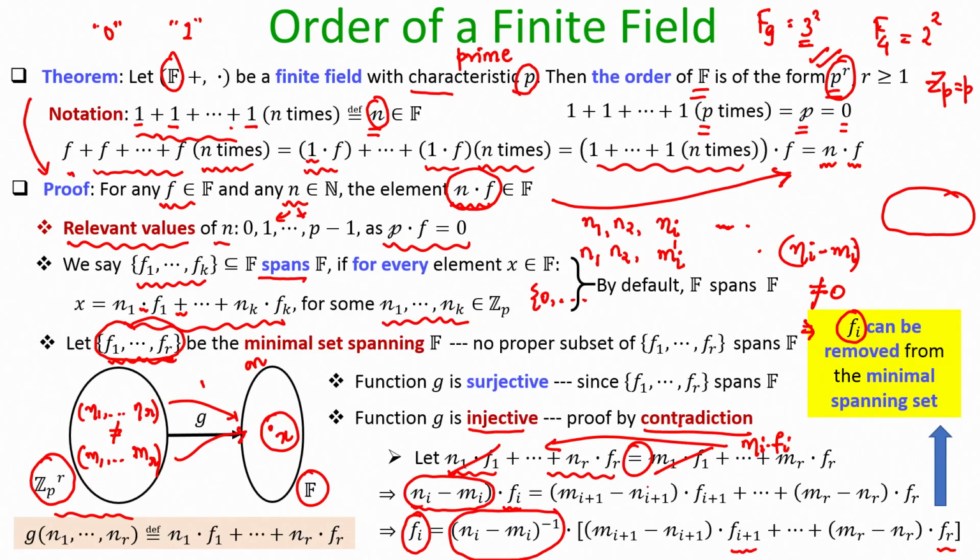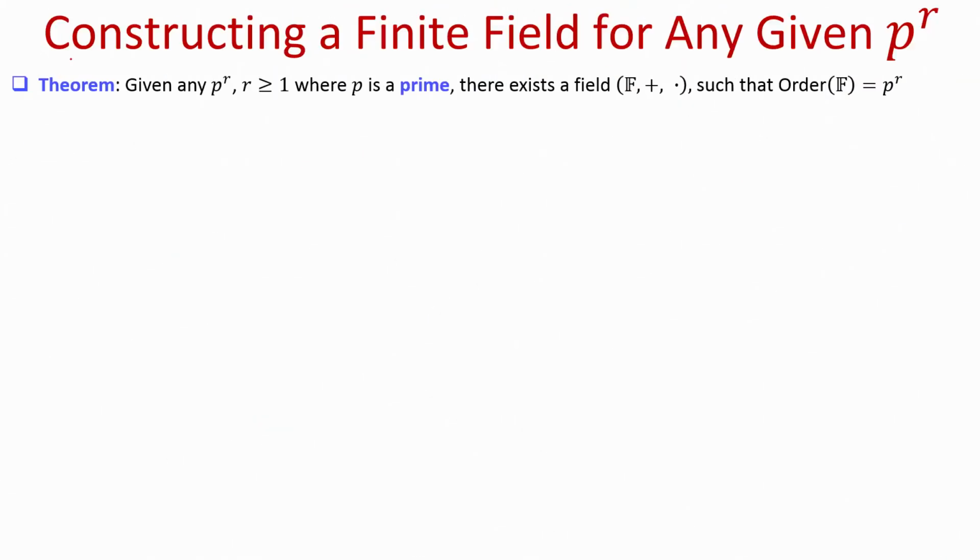And why did I come to this contradiction? Because I assumed that my function g is not an injective mapping. So, whatever I assumed about g is incorrect, and that shows that indeed my mapping g is an injective mapping, and that shows that my function g is a bijection. That means the cardinality of ZPR and the finite field are the same, and that proves this theorem. So, we have proved that you give me any finite field with characteristic p, it will have p to the power r number of elements.